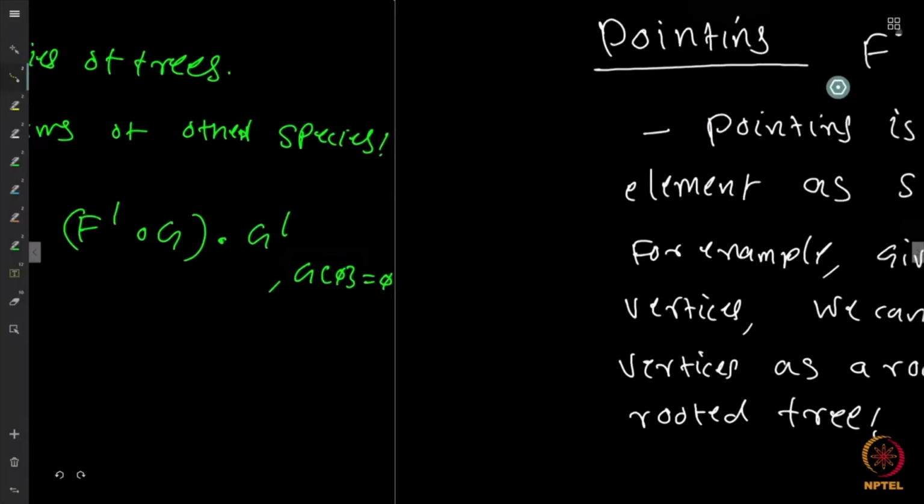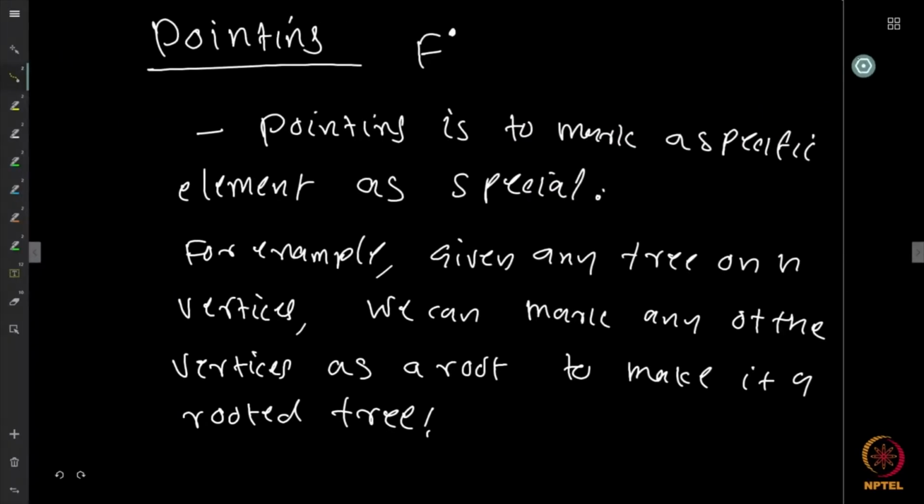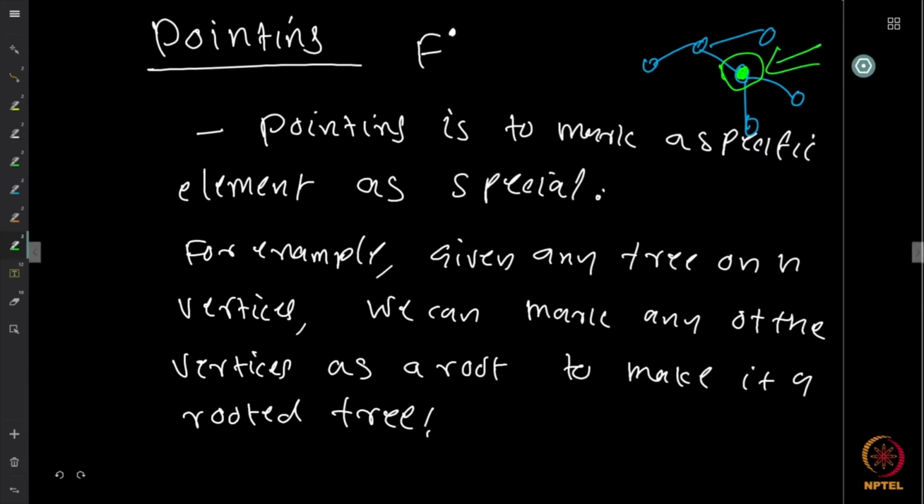Okay, now we go to another operation which is called pointing. Pointing is basically taking a structure and pointing to one of the elements just to make it special. A good example is, given a tree, let's say just take any tree, and then you say that one of the vertices I want to make special. I'll just say that this vertex is now special, or I'm just pointing to this vertex saying that this guy is the main guy.